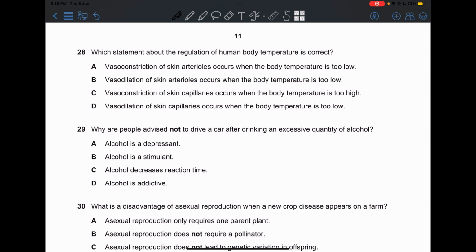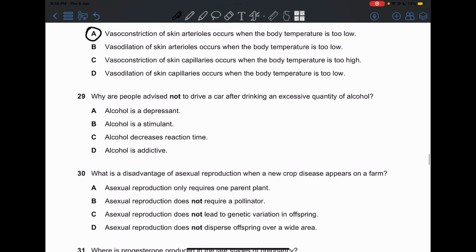28. Which statement about the regulation of human body temperature is correct? A says vasoconstriction of skeletal arterioles occurs when the body temperature is too low. Now this is correct. Vasoconstriction takes place because it's going to prevent heat loss by the environment of the skin and the blood temperature. So A is going to be our answer.